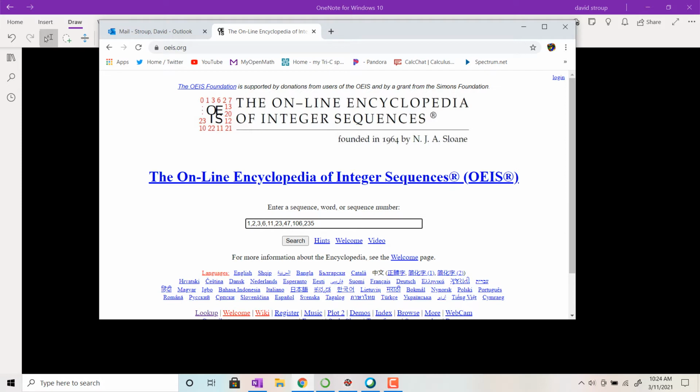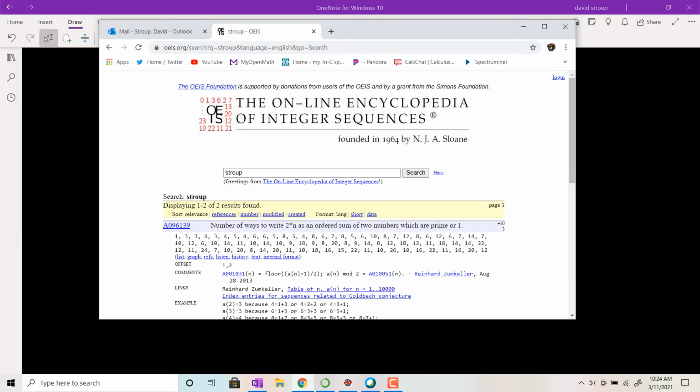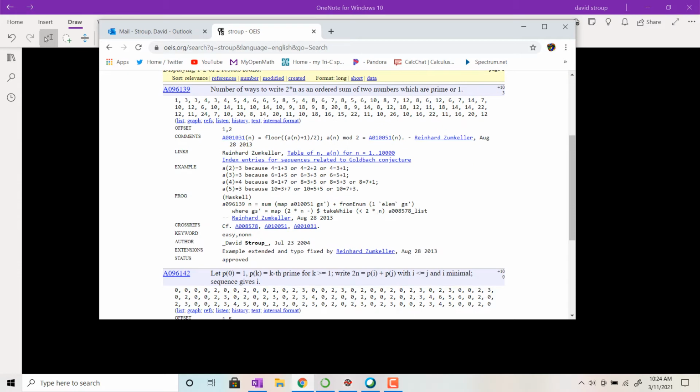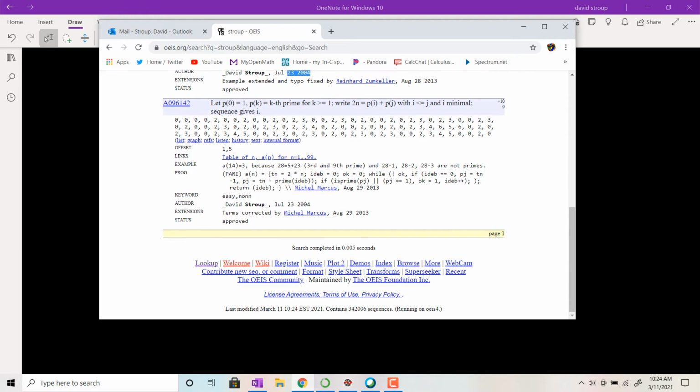I've actually created 2 sequences myself. Back in the day, if you created like 3 sequences, they would send you a certificate in the mail. But you can see that 16 years ago, I was more into this than I am now. So those are my sequences.